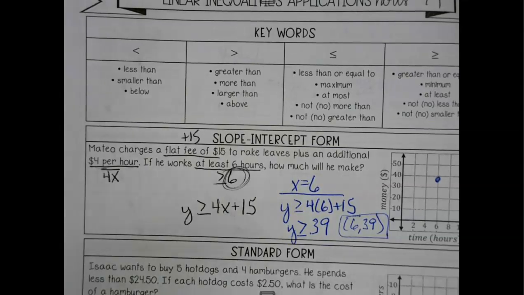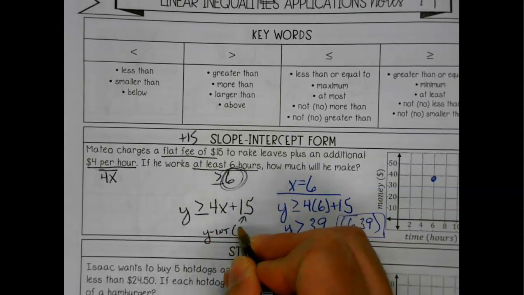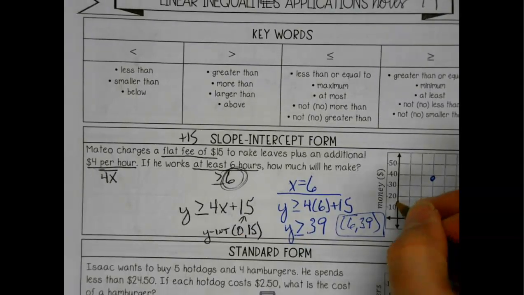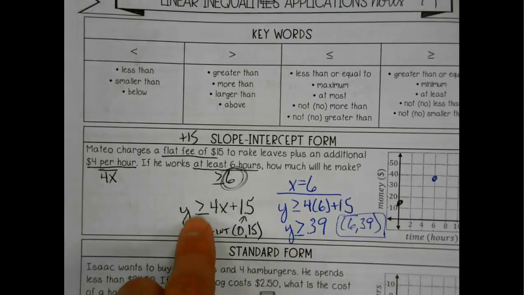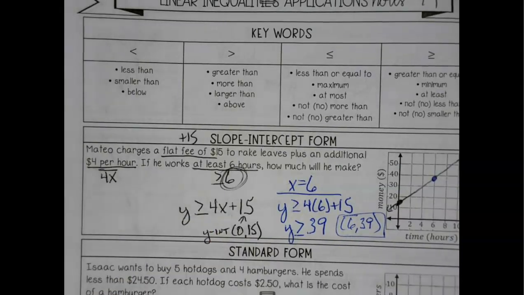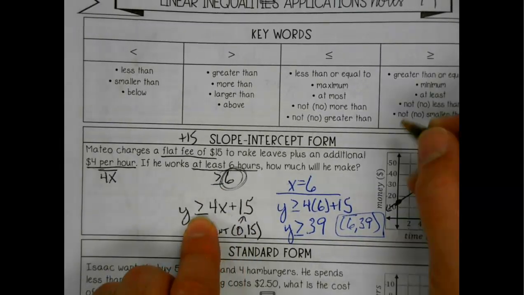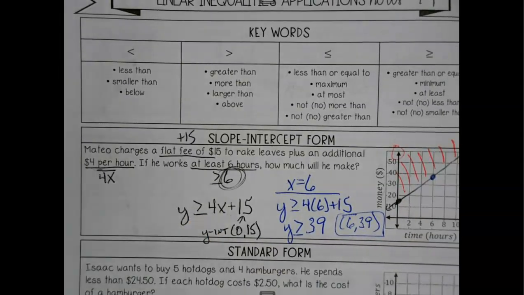My other coordinate point comes from just plotting my y-intercept. So here, my y-intercept, if I'm plotting a point, the x value is 0, but I've got this 15. So I have another point right here. That's technically all I need to be able to make a line. Since it's or equal to, we're going to have a solid line connecting them. And since it's greater than, we're going to shade all the parts above.